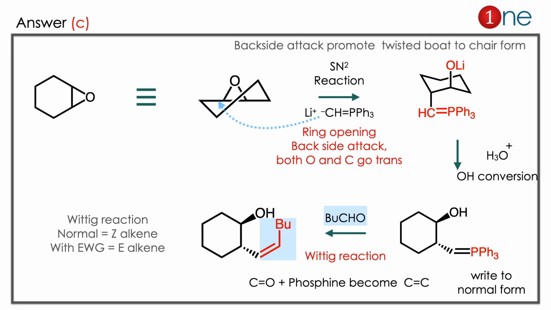So what really happens is it has to attack from the back. Since the mechanism is an SN2 reaction, the attack is from the back side. Then the O will go above and alkene will go below. So here you have trans kind of architecture since the attack is below. Then you have to know the backside attack also promotes the twisted boat structure to chair form. Then you rewrite the structure with O lithium as alcohol and alkene with phosphine there.